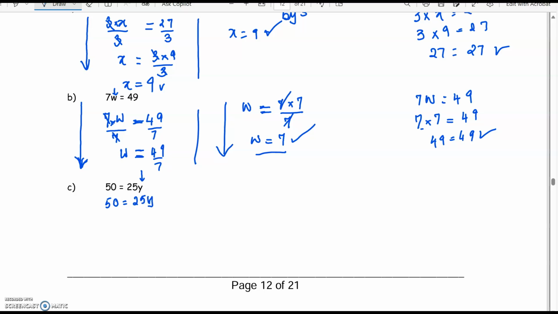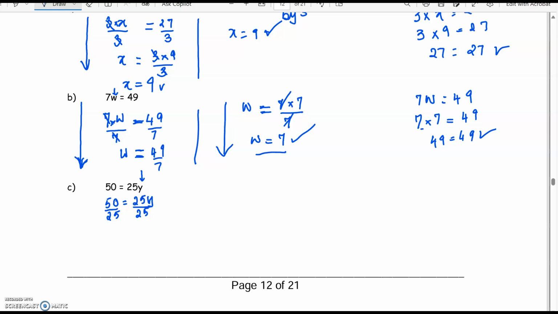And how do we get y by itself? 25 is multiplied to y. So the opposite of multiplication is division. So we divide by 25 to get rid of the 25 on the right, but remember to do the exact same thing on the left as well. Whatever is done on the left has to be done on the right as well.